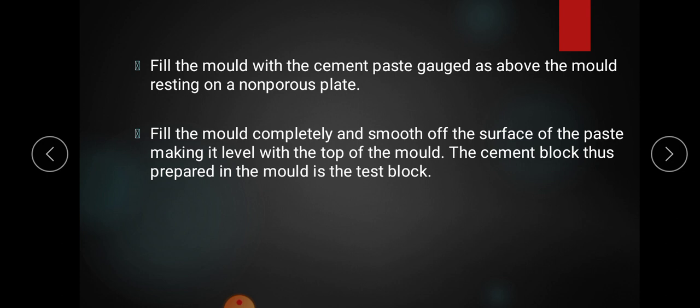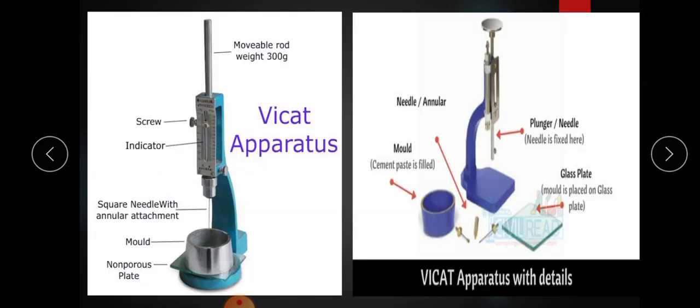So fill the mold completely and smooth off the surface of the paste, making it level with the top of the mold. After placing that into the mold, we need to strike off the excess cement, and then the test block is prepared. Then we can do the experiment. Just once again, let me show that in the diagrammatical view.